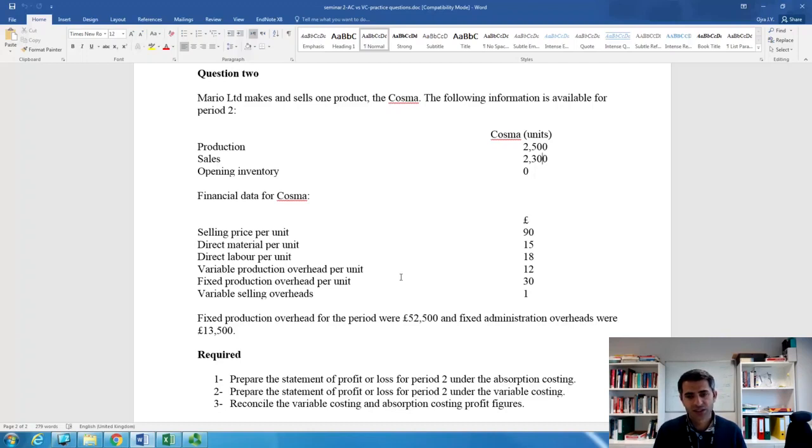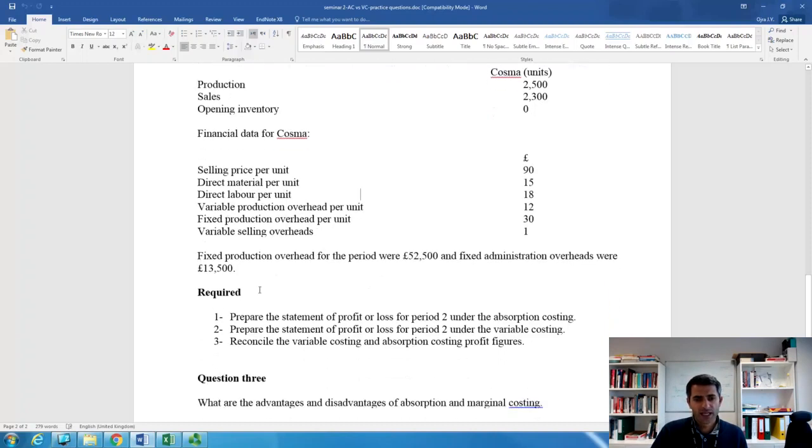and you might find it difficult to figure out how you can identify if there is an over or under absorption. So what you need to do right now, have a look. If you look here, the question does tell you that the fixed production overhead for the period was 52,500. This is the fixed production overhead for the period.